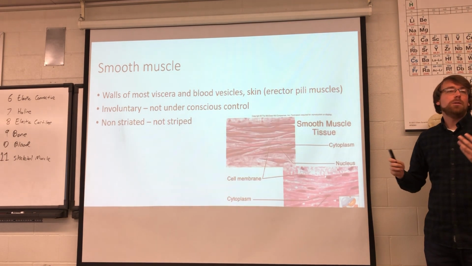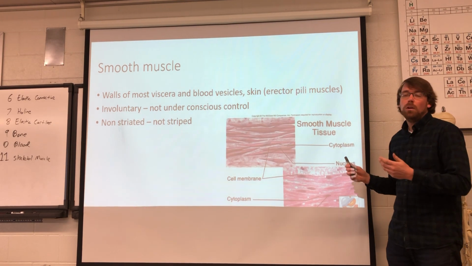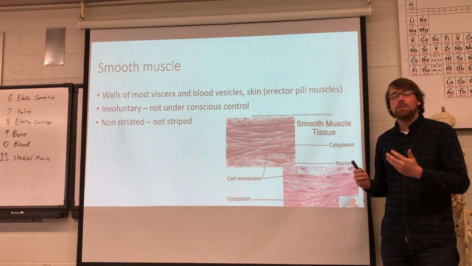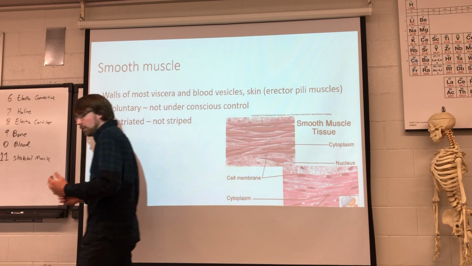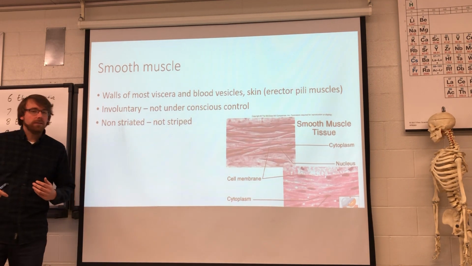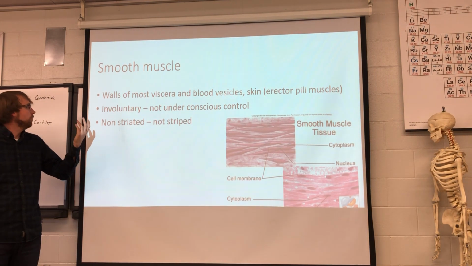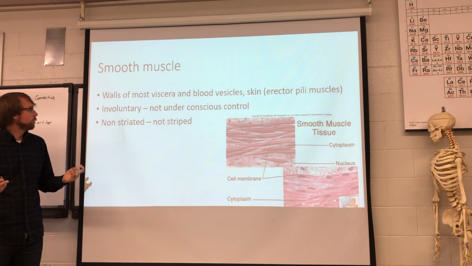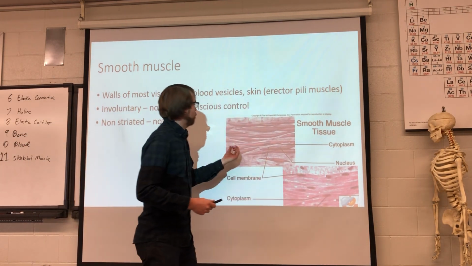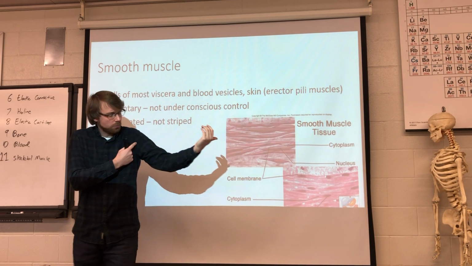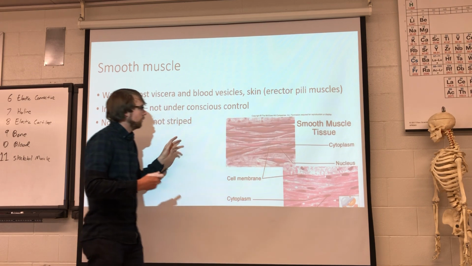Smooth muscle is going to be the walls of organs, of viscera. You also have it for your erector pili muscles for your hair. Your smooth muscle is involuntary. It is not under your conscious control. You cannot think and make your hair stand up on end. It'd be cool, but we can't. It is non-striated. It does not look stripy under a microscope. It has much shorter cells. So your skeletal muscle cells will run the whole length of the muscle. These are much shorter and do not.